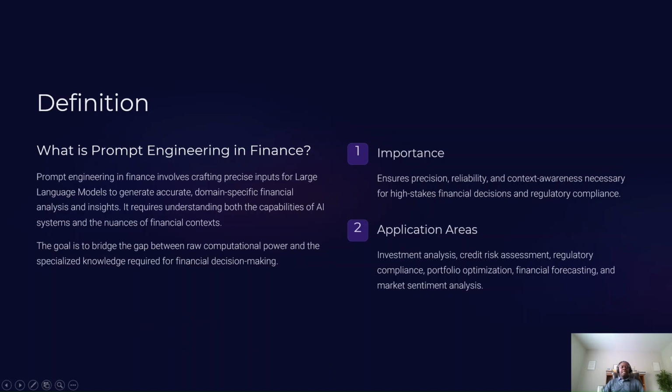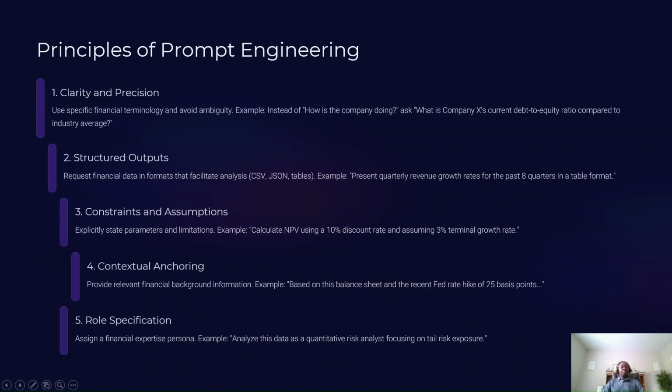Perfect. Let's now talk about the principles: clarity and precision. Do not use too many words. Be very, very specific. Go straight to the point. Be precise. Ask for structured outputs, like I just spoke about, CSVs or JSON or even a table or even PowerPoints. Always provide constraints and assumptions. Give it context and also assign some roles.